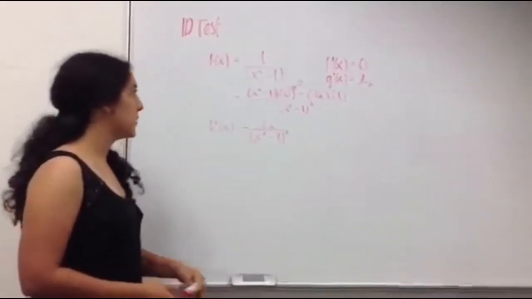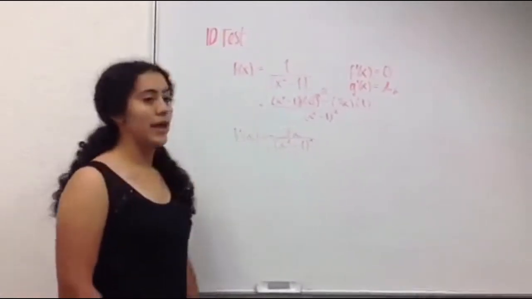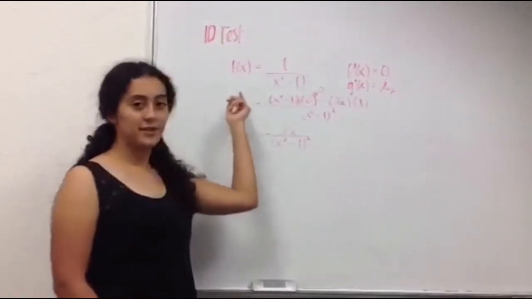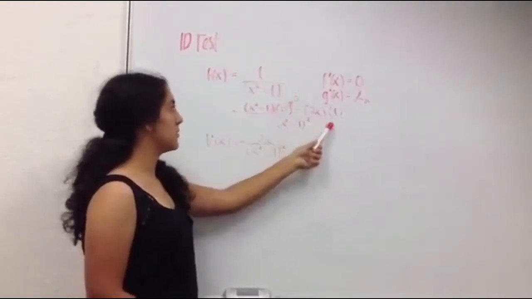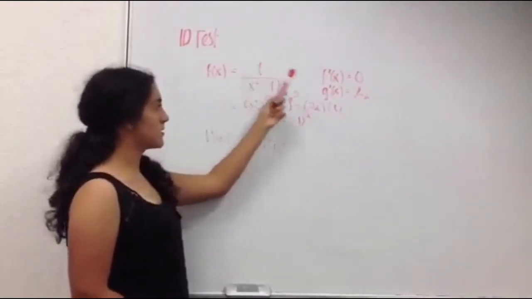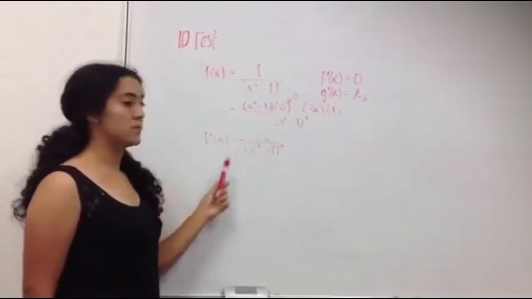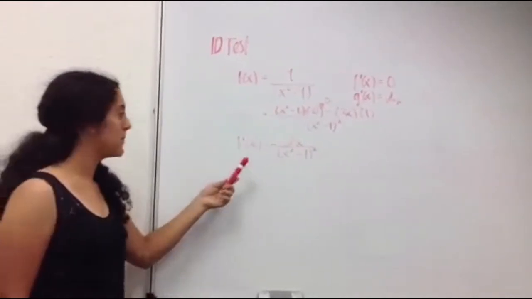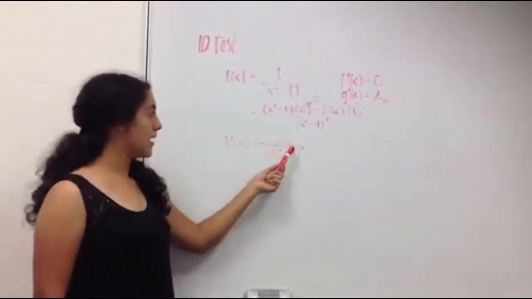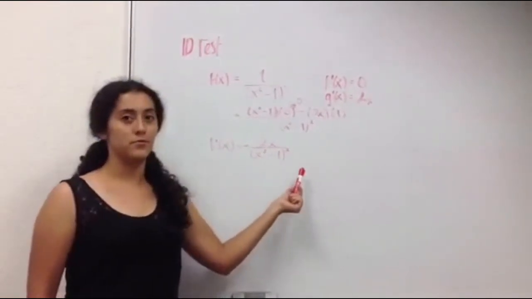Now we have to get the first derivative of our function, and as it is a fraction, we have to use the quotient rule. So we eliminate this part and we continue with this, which is f of x times the derivative of g of x, over g of x squared, which will give us that the first derivative of our function is minus 2x over (x squared minus 1) squared.